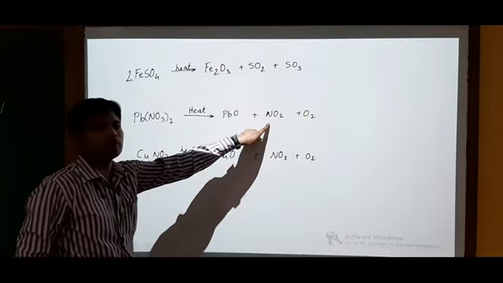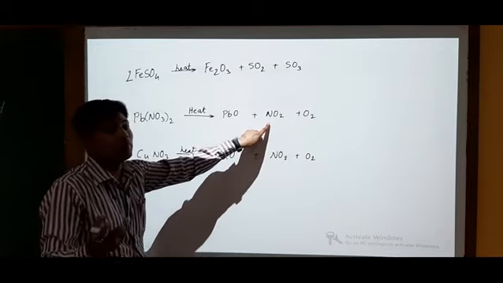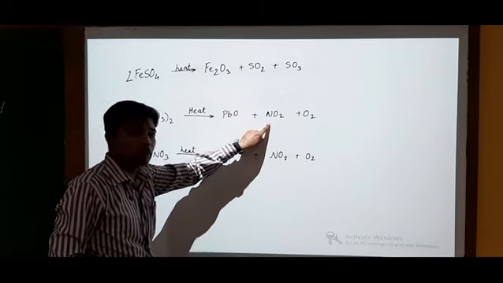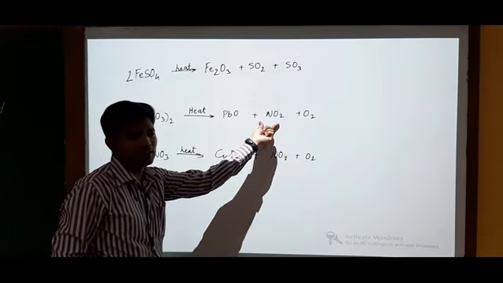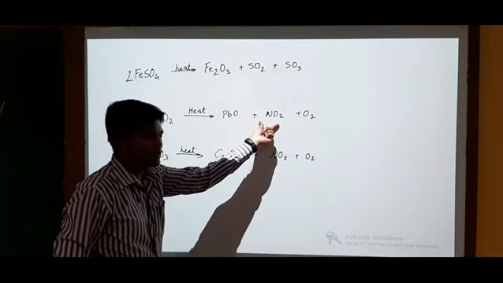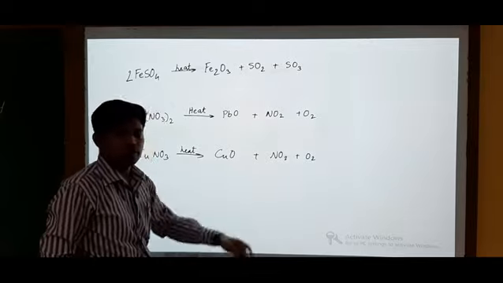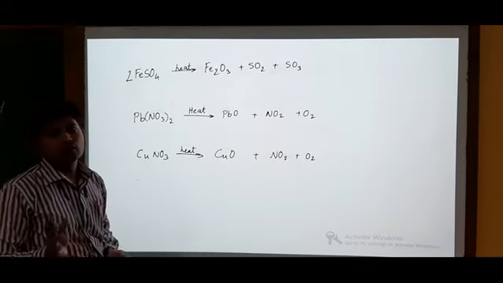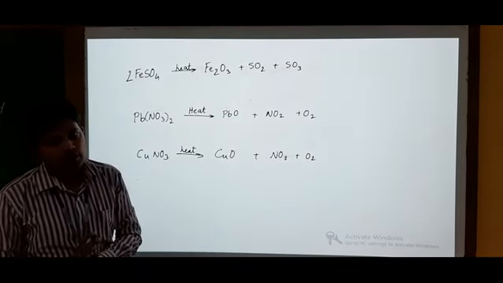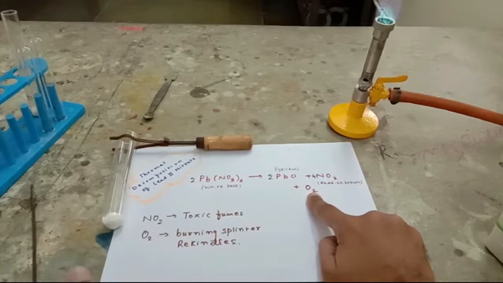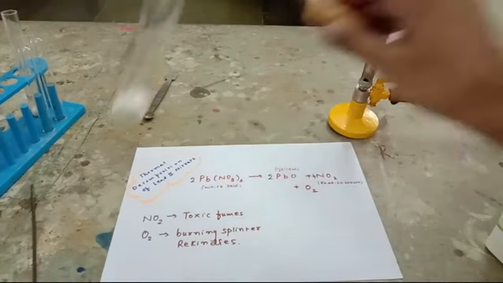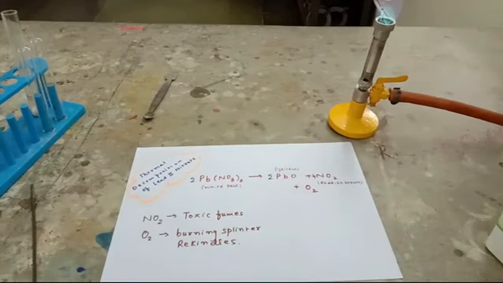How will you see that nitrogen dioxide is evolved? Yes, brown gas fumes. So brown color fumes are there. It indicates it is nothing but nitrogen dioxide. These are the ways by which we can see there is a thermal decomposition reaction. Now let's proceed with the experiment. We need to heat it a bit strongly.